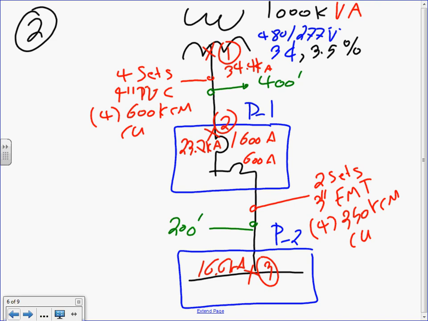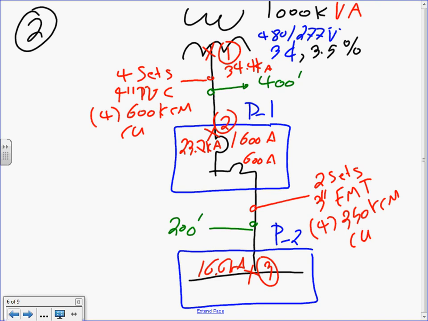So why do we care to do all this? We need to size the interrupting rating of the circuit breaker and the withstand rating of the equipment. So based on this, here's what I want you to do. I'm going to use black, looking at 23.7 kilo amp. What's the next standard interrupting and withstand rating for this equipment? We're going to find a circuit breaker and a panel that can withstand 23.7 or more.